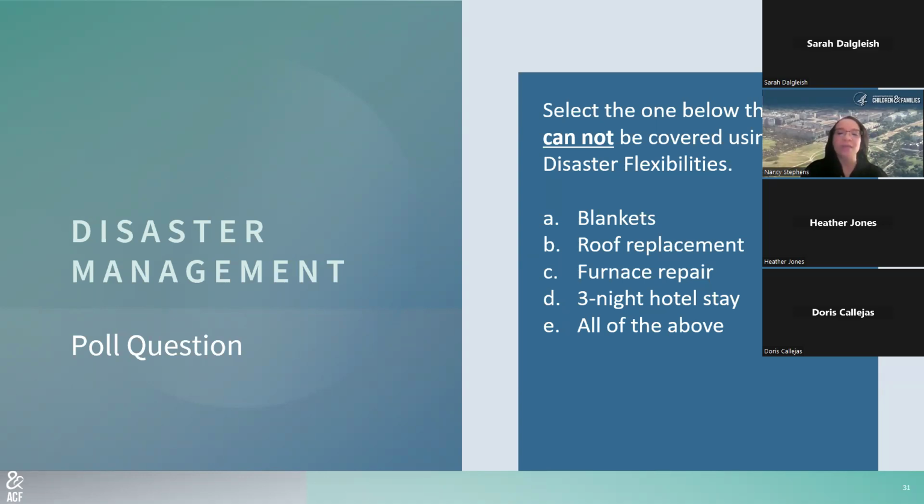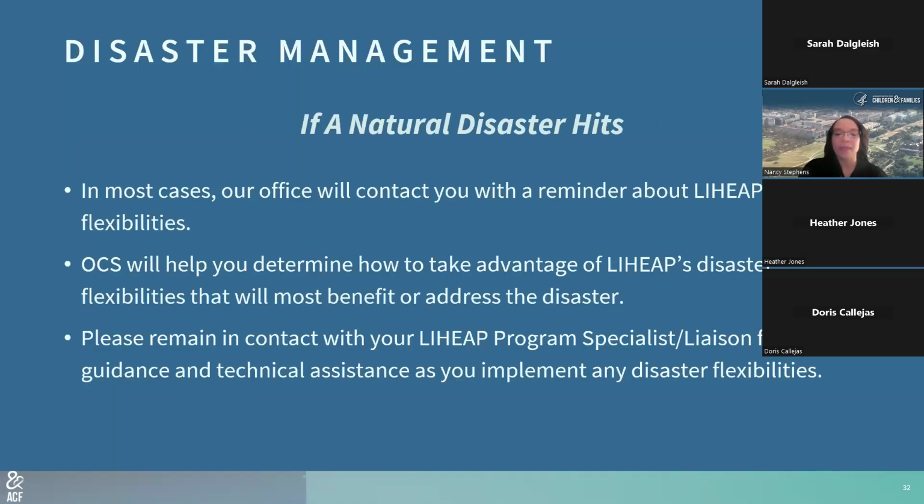So we'll talk a little bit more about this later. Next slide, please. So regarding disaster management, our office does attempt to remain aware of natural disasters that are impacting our grant recipients. So if there is a natural disaster in your community, our office may contact you to check on your well-being and remind you that we are available to assist you and to share disaster management flexibilities with you that may be useful to your agency and community.